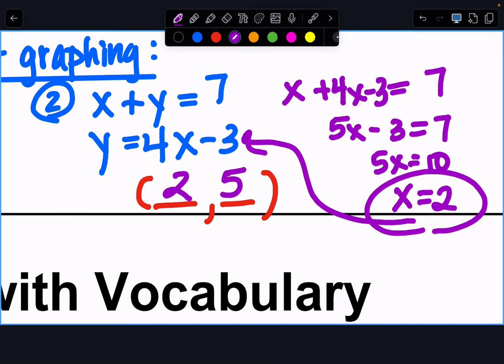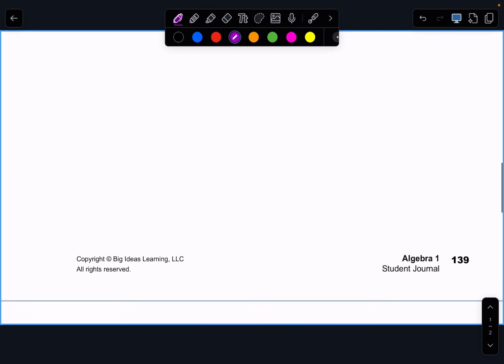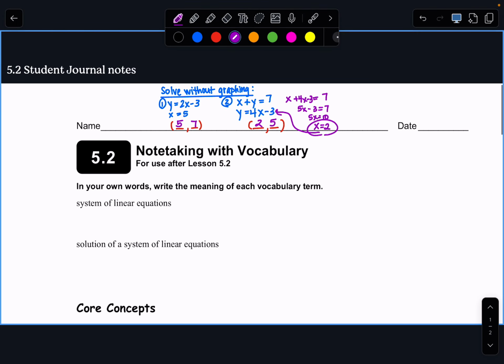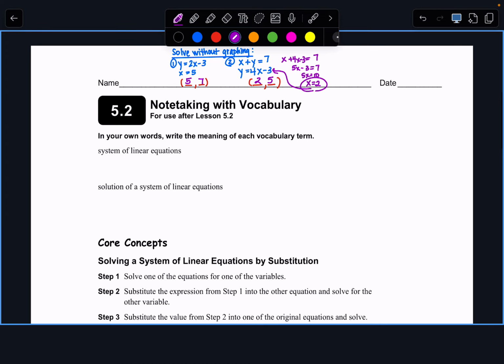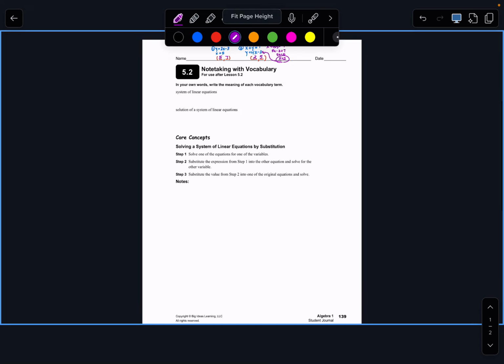You guys, this is the method of substitution. Would you please turn to page 139? I am so proud of you. 139. See, I wrote the name.